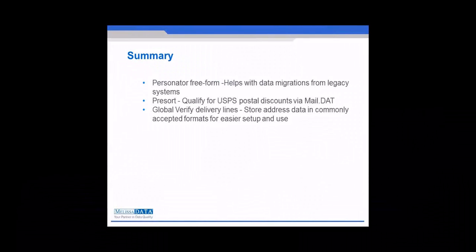Personator Freeform helps with data migrations from legacy systems. A lot of customers have lines from legacy systems that are undelimited, that just come in single tab delimited or space delimited formats. And this really helps with that. Pre-sort through the new mail.dat digital format, you can qualify for USPS postal discounts. And with the global verified delivery lines, you're able to store addresses in commonly accepted formats, more like what we're used to here in the United States, for easier setup and use.